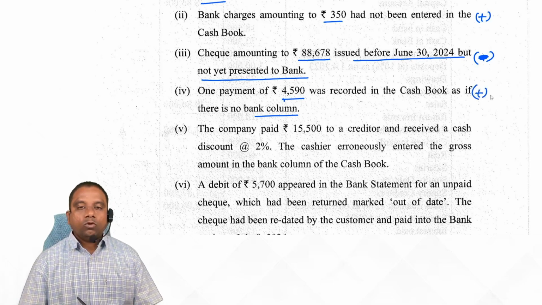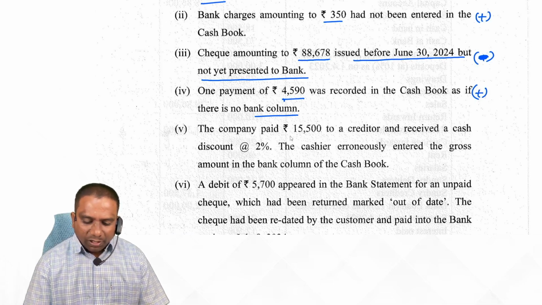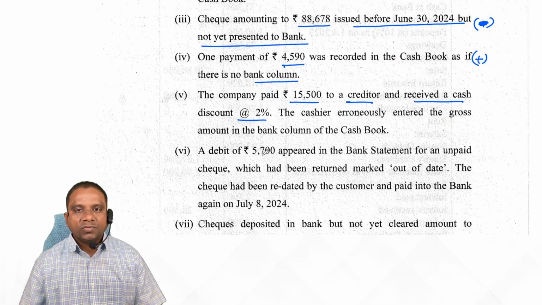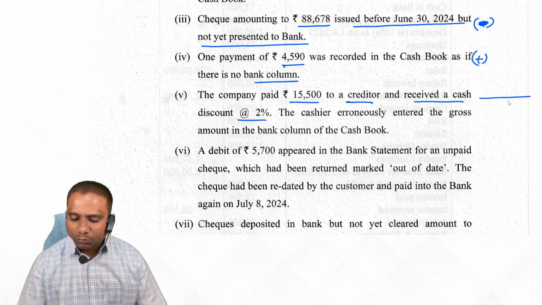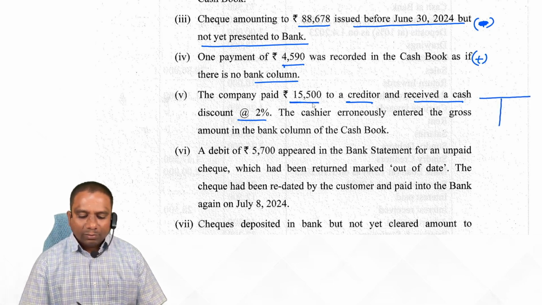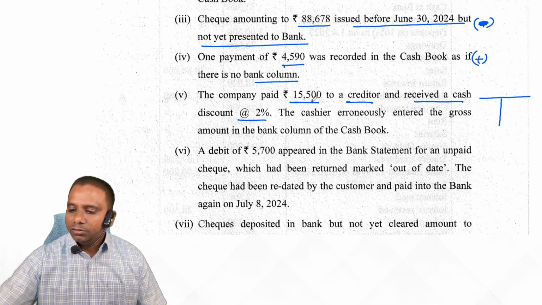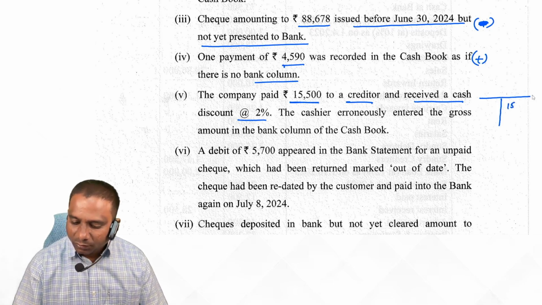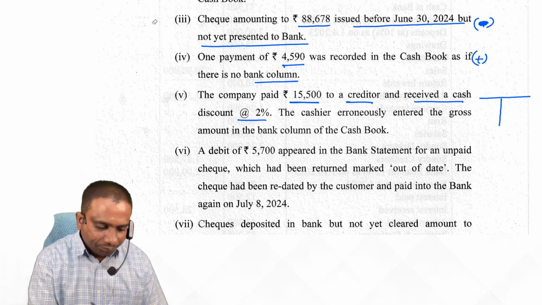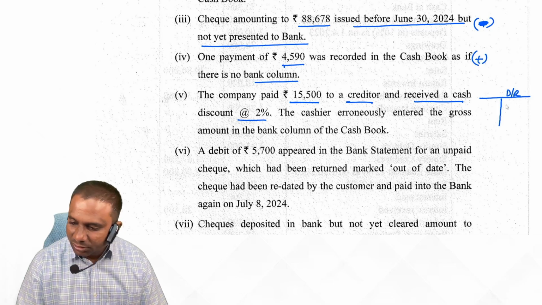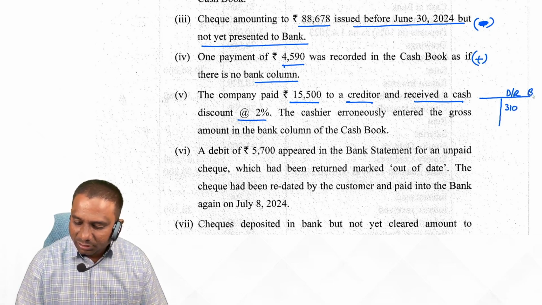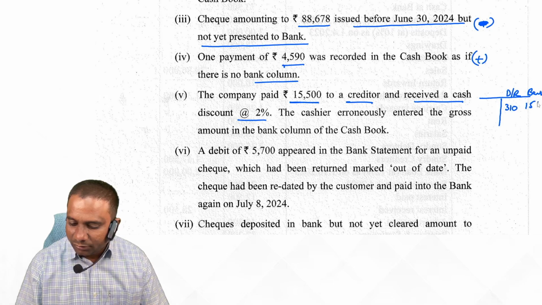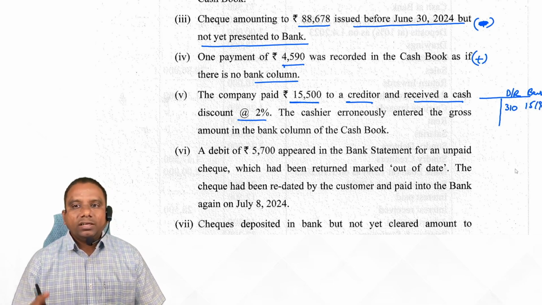So add 4,590. Next one, company paid 15,500 to a creditor and received a cash discount of 2%. Normally, how do we write this transaction in the cash book? We paid the amount 15,500. So 15,500 into 2%, how much? 310. This is discount received 310 and this is bank minus 15,190. We have to write like this.